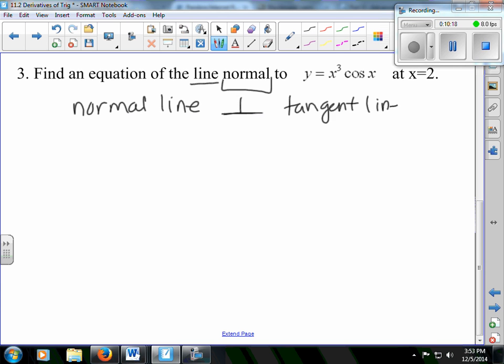All right, so when lines are perpendicular, then their slopes are opposite reciprocals. And so, to find the equation of the normal line, I need to find the slope of the normal line. But that will just be the opposite reciprocal of the slope of the tangent line. And we have done a lot of problems in which we find the slope of the tangent line. To do that, we find the derivative.